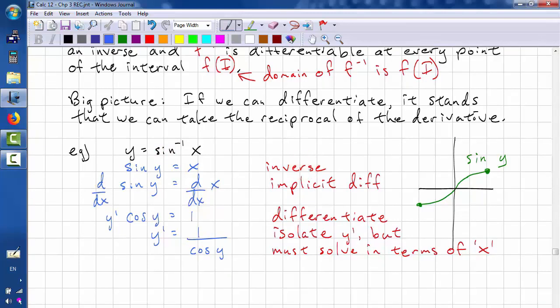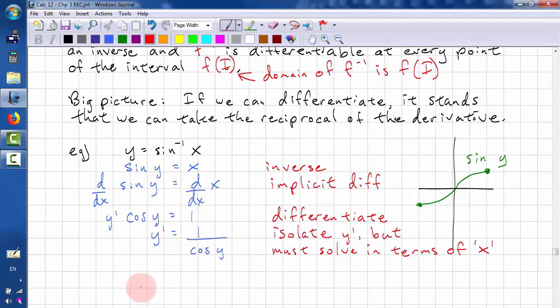So we'll start off the proof. We want to take the inverse of both sides. And now we can implicitly differentiate. We couldn't do this before we learned implicit differentiation. So we have y prime cos y. Remember, if we're doing y, we have to use the chain rule and get y prime. And the derivative of x is just 1. So y prime equals 1 over cos y. This is good, but we need to solve in terms of x. Our derivative rule is not too useful if we have it in terms of y.